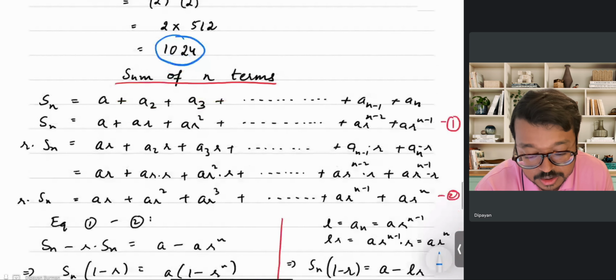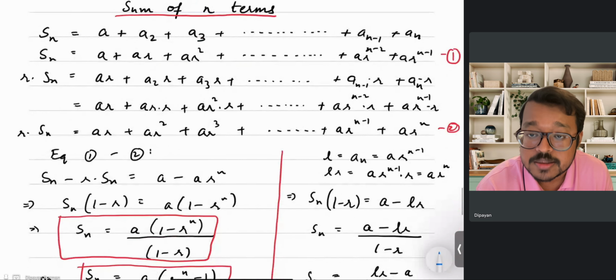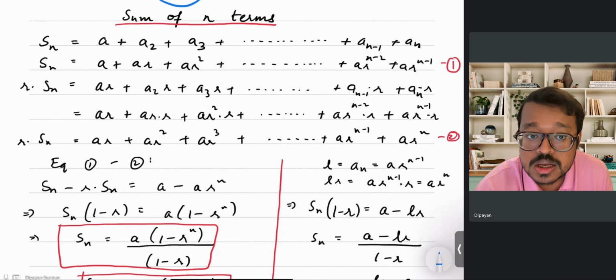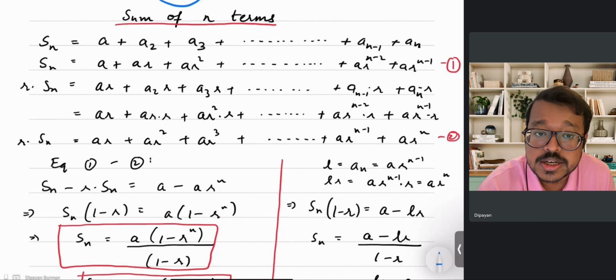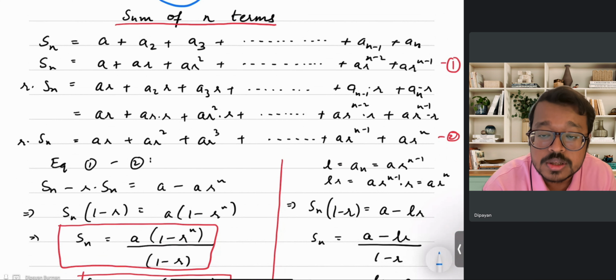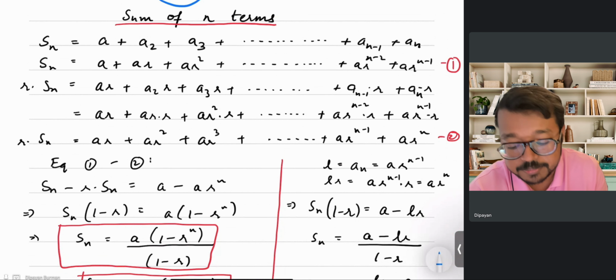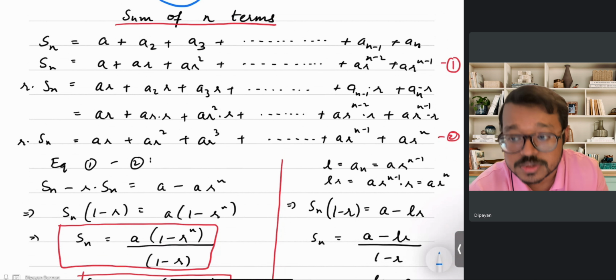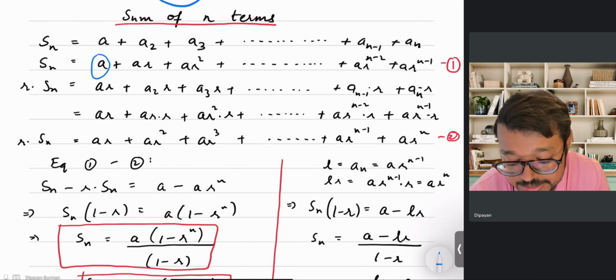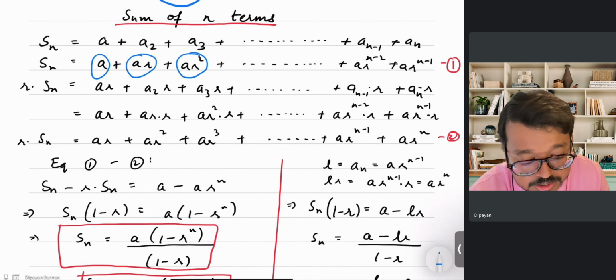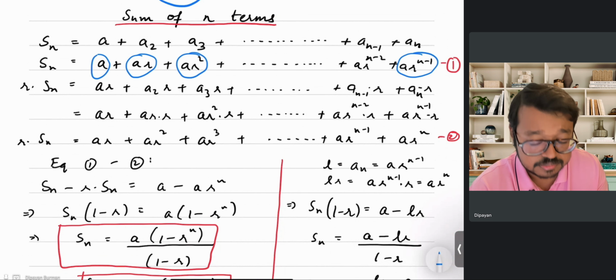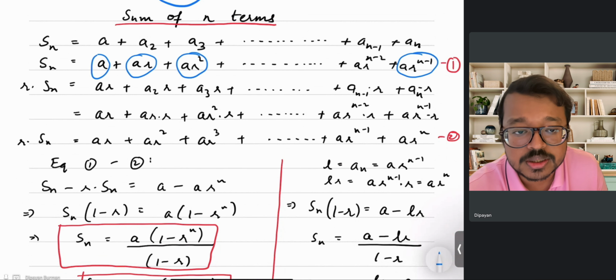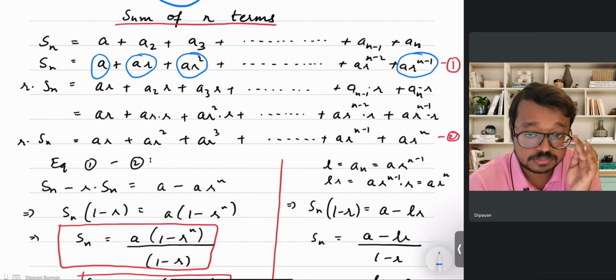Alright, then the last thing is again the sum of n terms of a GP. So again, if I just write down the sum of all the n terms, first term plus second term plus third term up to the nth term, and then apply the nth term formula to each of the terms. So let's say the first term is a, second term is ar, third term is ar square, up to the last term ar to the power n minus 1. So this is the sum of n terms.